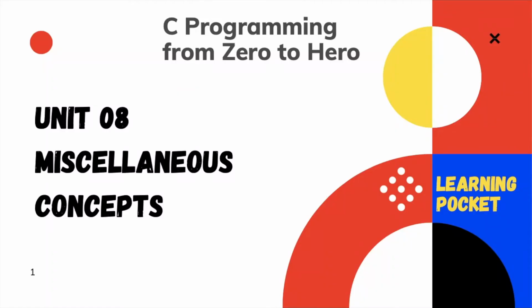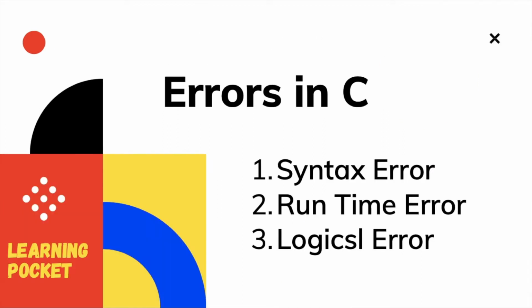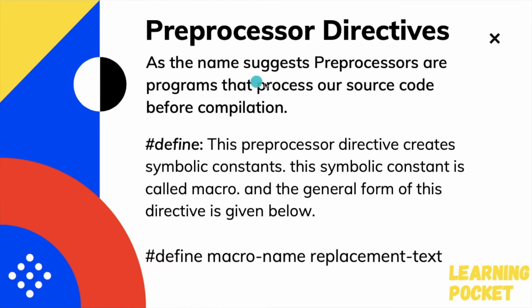Welcome back to Unit 8, Miscellaneous Concepts. In this video we are going to look at preprocessor directives. As the name suggests, preprocessors are programs that process our source code before compilation. Or you can say, by the name, a preprocessor is processed before the compilation of the program.